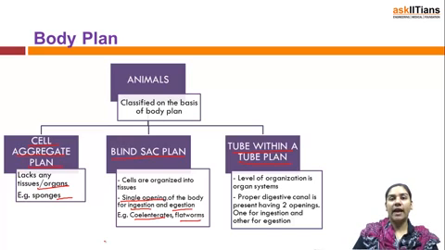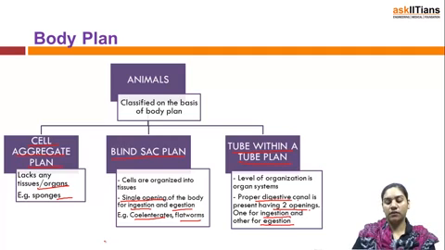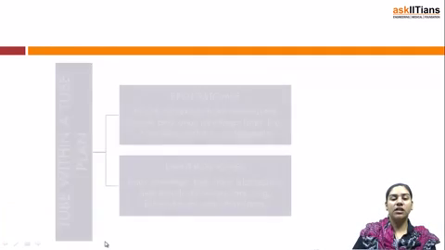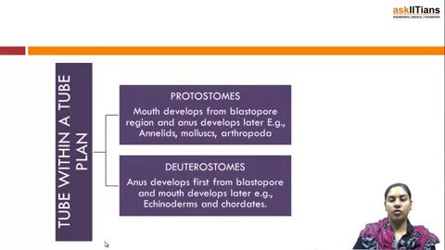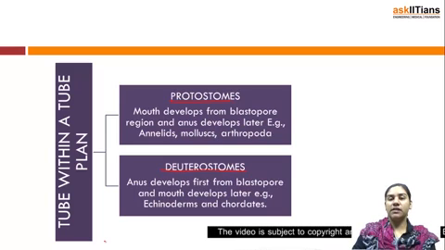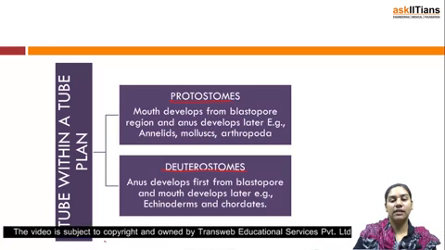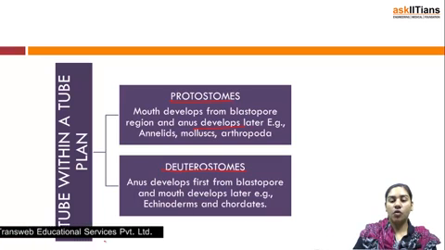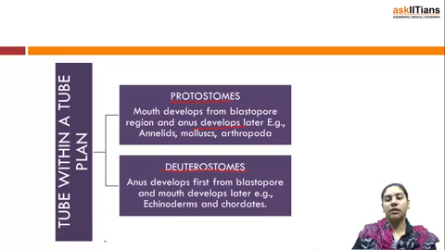In tube within a tube plan, organ systems are present, and there is a well developed digestive canal which has 2 openings, one serves for the ingestion and the other opening serves for the egestion. This tube within a tube plan is divided into 2 other groups, the protostomes and the deuterostomes. So in protostomes, what happens is that the mouth develops first and anus develops later. And in deuterostomes, anus develops first and mouth develops later. And protostomes are annelids, mollusks and arthropoda, and deuterostomes are echinoderms and chordates.